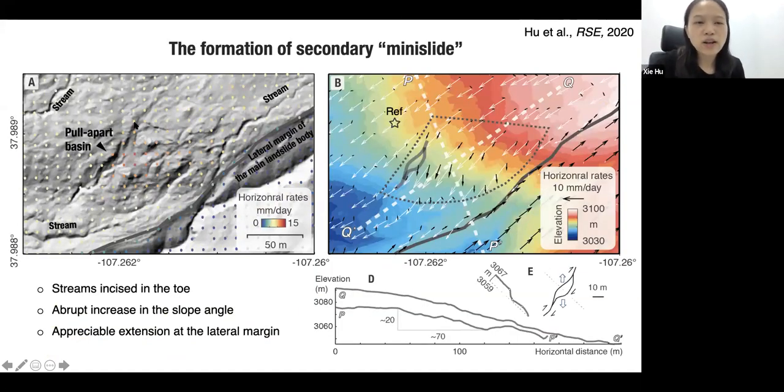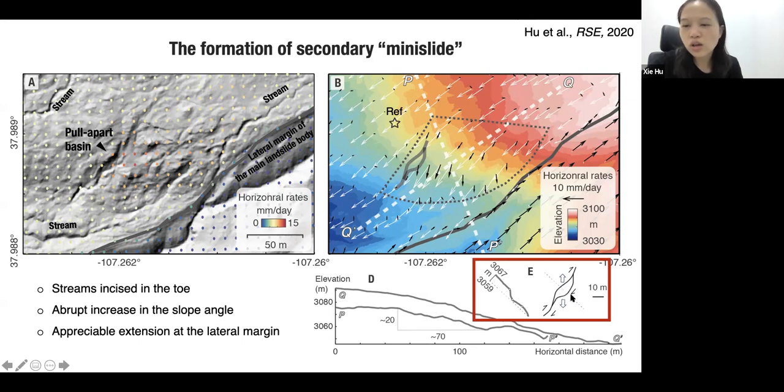Here, the high resolution LiDAR DEM suggests a pull-apart basin formed at the lateral shear surface of this mini slide. This pull-apart basin is formed under the condition of subparallel right-lateral strike-slip faults moving at a net rate of 5 millimeters per day. The dimensions of this mini slide are 30 by 10 meters, the acute angle is about 30 degrees, and the center is depressed by up to 4 meters. All those geometric parameters scale with pull-apart basins in much larger tectonic regimes.